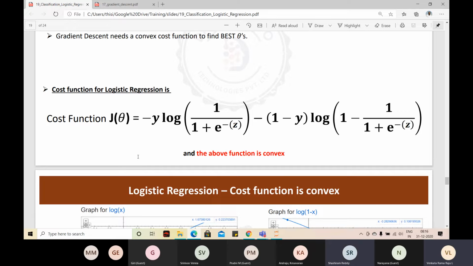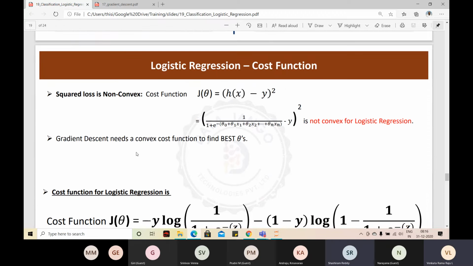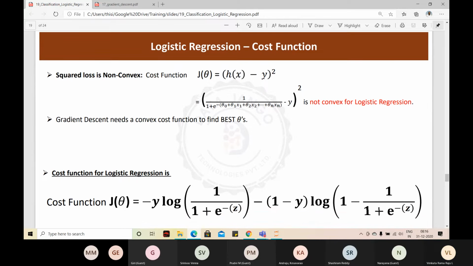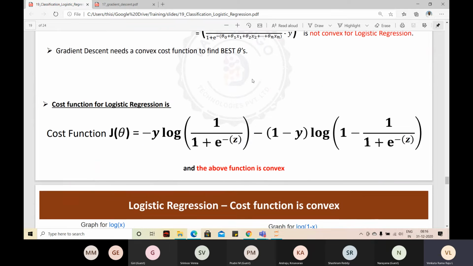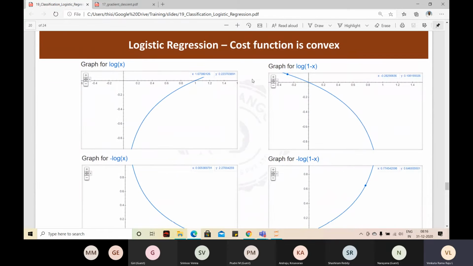In linear regression SGD, is there any other? We are taking only the squared loss, least squares. Only squared loss there is. Okay, good.